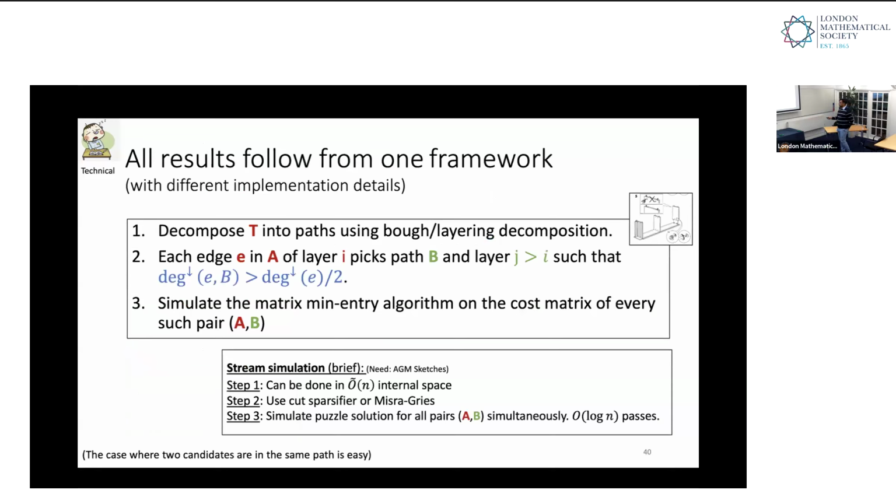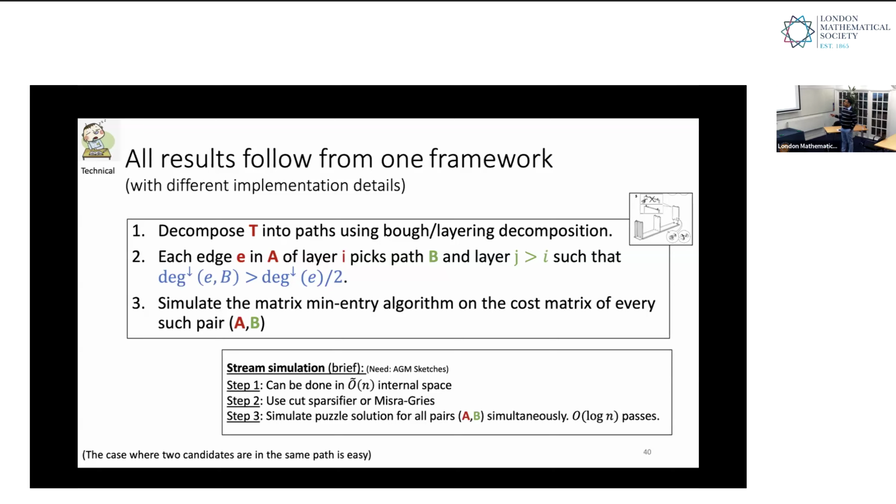So this is essentially the algorithm. Decompose the tree into parts. Now, this is the second step, which I haven't explained. This is how you pair up those parts. And the third is that you do the matrix minimum entry on those pairs.